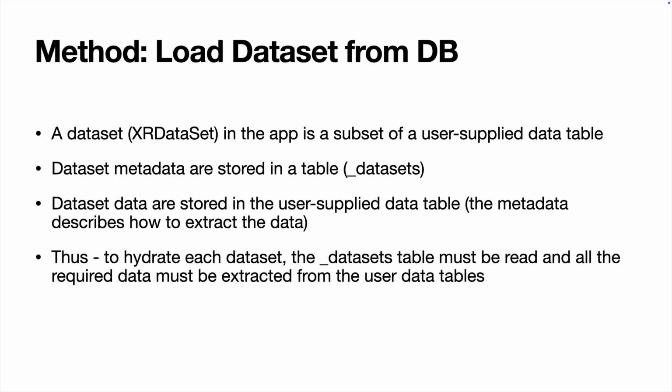So the table in the database that we use is underscore datasets. That underscore datasets table only contains the metadata for the dataset. What table is that from? Are there any SQL predicates in there, and that sort of thing? So it basically describes how to read the data out of a user-supplied data table.